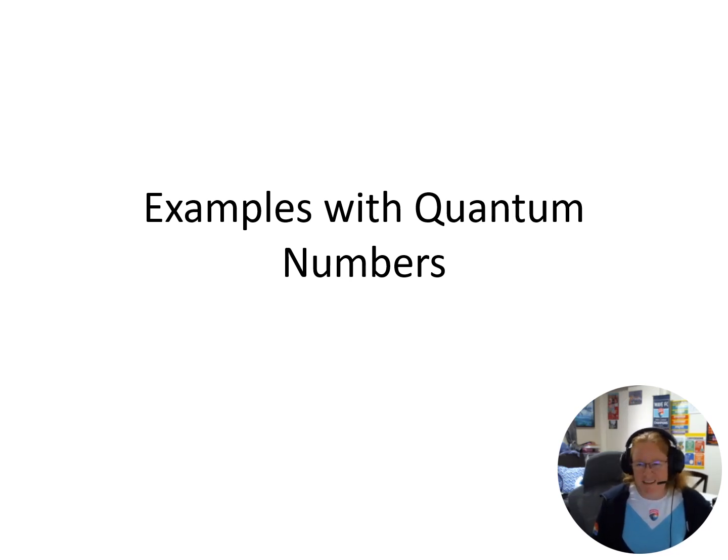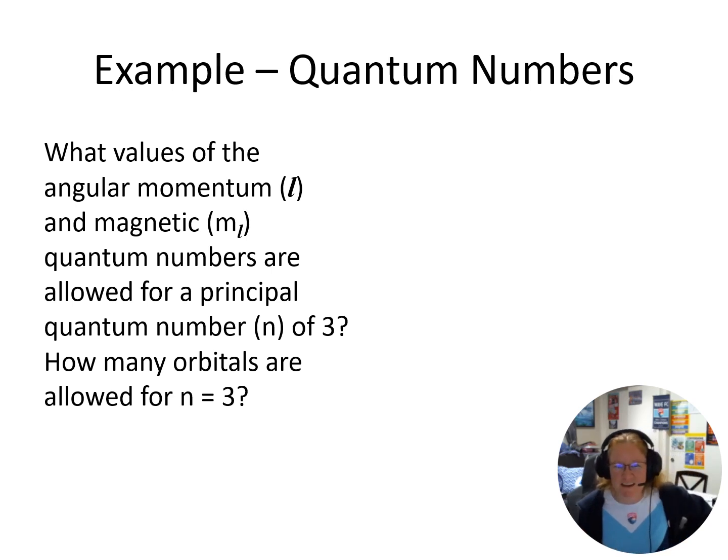To finish off with, let's just do some practice with the quantum numbers. All right, so our first question here, we're going to look at an n value of 3. And so we're going to assess at n equals 3, what values of L can exist, what values of m sub L can exist, and within that, how many total orbitals can we have with an n value of 3? Let's take a look. All right, so we have n equals 3.